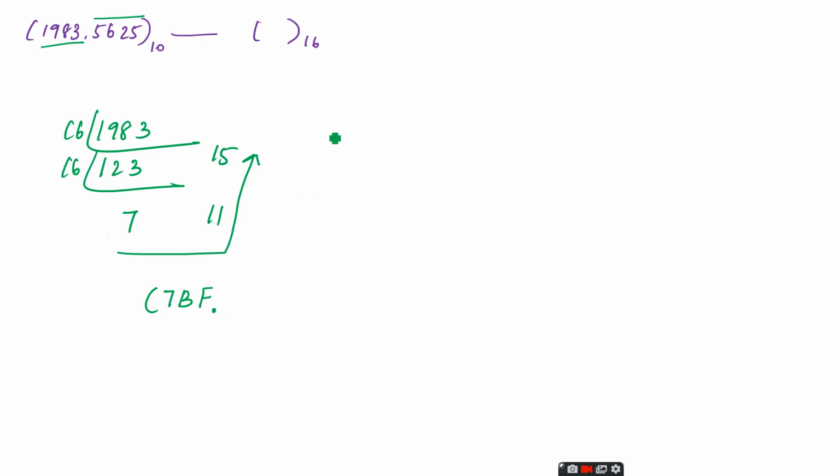We have to write the point. After that we have to find the hexadecimal equivalent of the fractional part. So we have to repeatedly multiply by 16. 0.5625 times 16. The answer is 9.0. Only one value is there, so we can write it directly: 9, base 16. So this is the answer. In this way we can convert decimal numbers to hexadecimal and decimal fractions to hexadecimal.